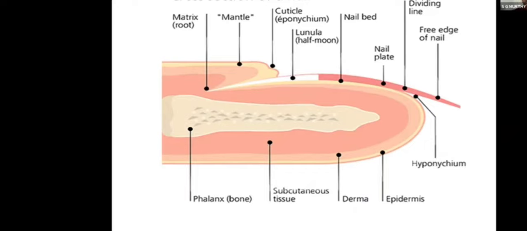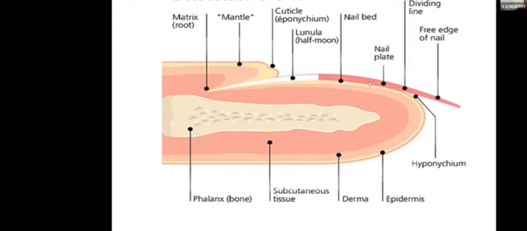Now the cuticle, the lunula, the nail bed, the free edge of the nail plate, hyponychium. Hyponychium is below the nail. Here there's aponychium, that is above the nail. Very simple. Nychium means nail. So hyponychium and aponychium. Epidermis, dermis and subcutis. The hyponychium and aponychium, not very important.